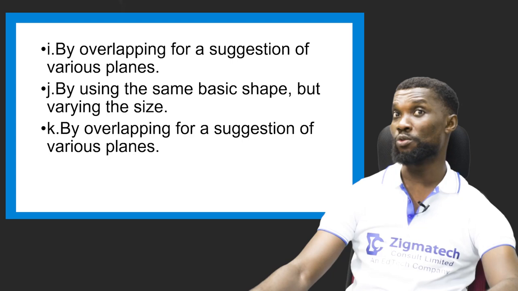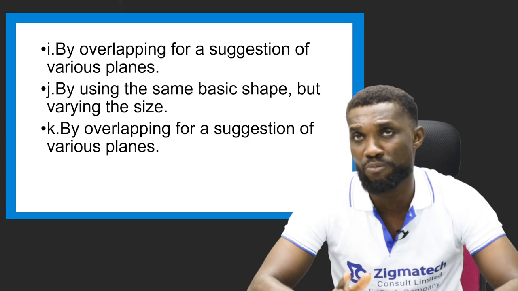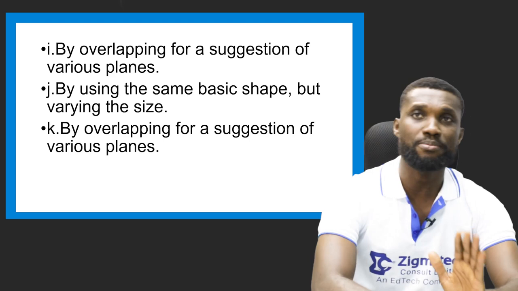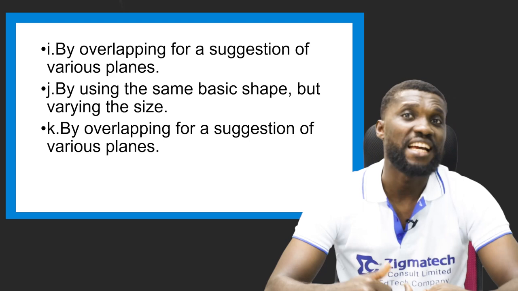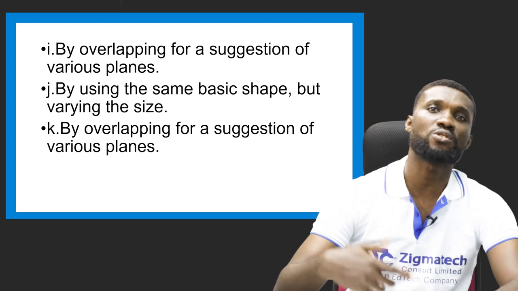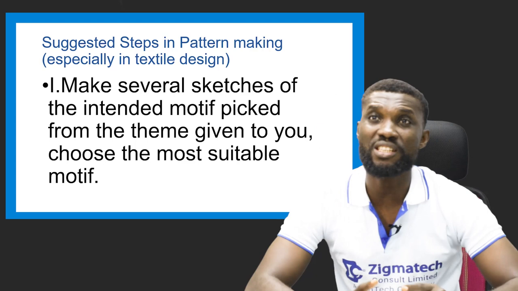But before we start the practicals, we still look at some other things you should also put into consideration. You should learn also how to overlap designs on each other to suggest various patterns, by using the same basic shape but varying in sizes, and by overlapping for suggestion of various planes. Just that is what I want you to know about this. Suggested steps in pattern making, especially in textile design. This is exactly what we want to look into now.